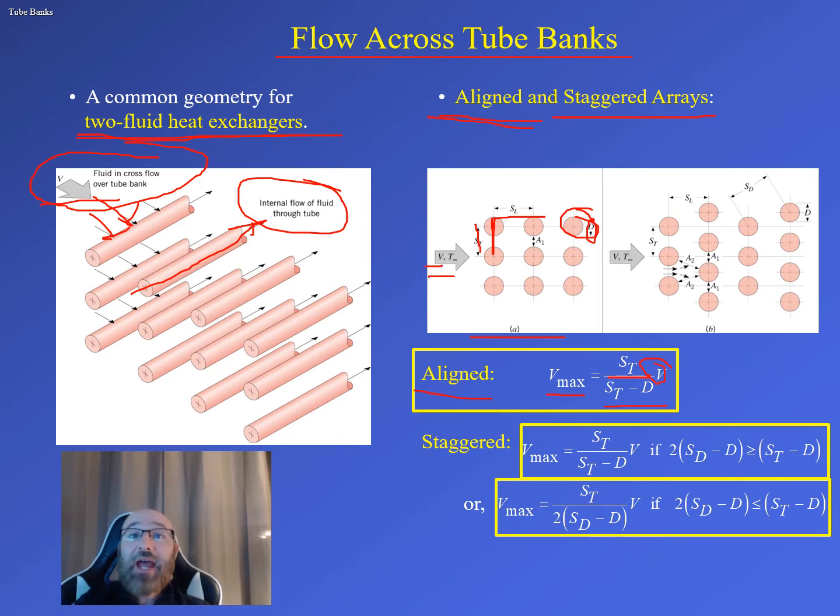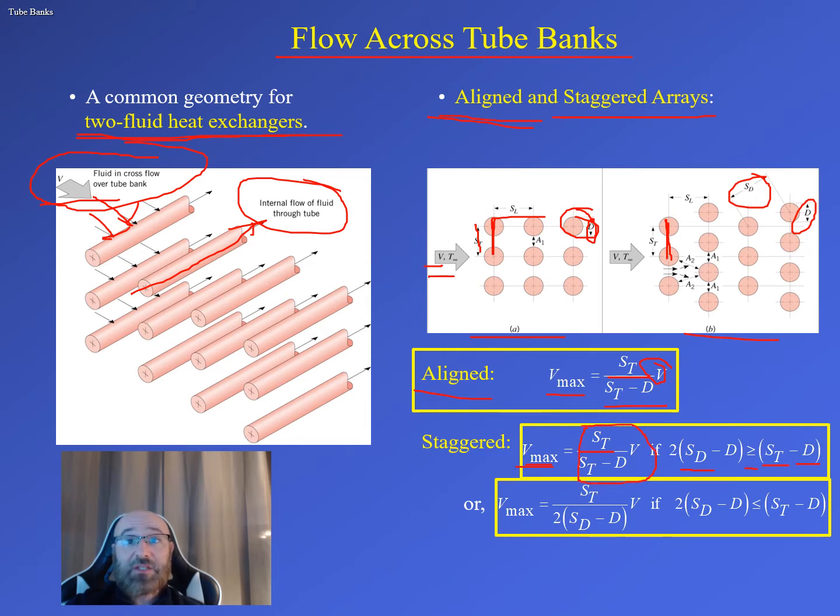Now, if we have staggered, we have two different relationships. These relationships are going to be based upon the distances S_L and S_D and how they relate to each other. So if we're looking at a staggered array in part B, we have the following relationship: V_max is going to be equal to S_T, and we can see S_T is still this distance right here on center, divided by S_T minus D, where D is still the diameter of the tube, times our V. Now this is for the case if 2 times our S_D right here minus the diameter D is greater than S_T minus D. If that's the case, then we use this relationship here for our V_max.